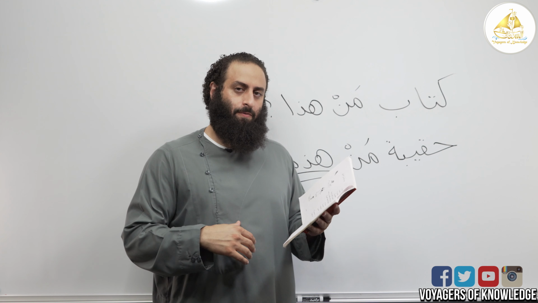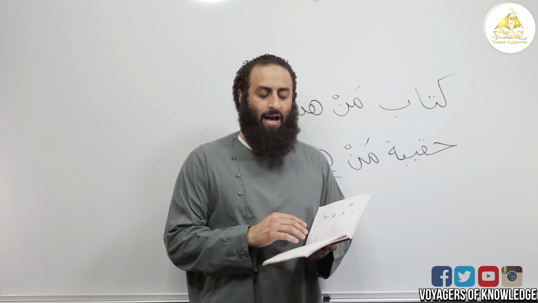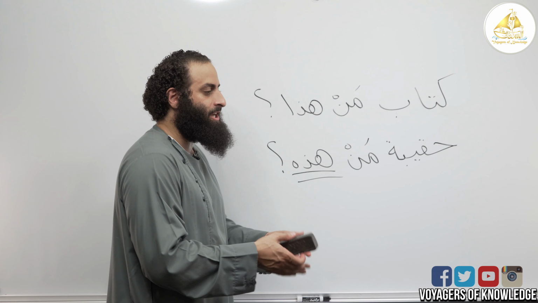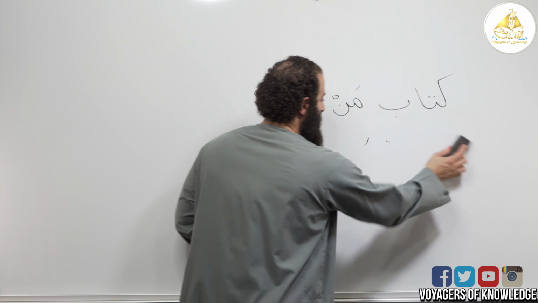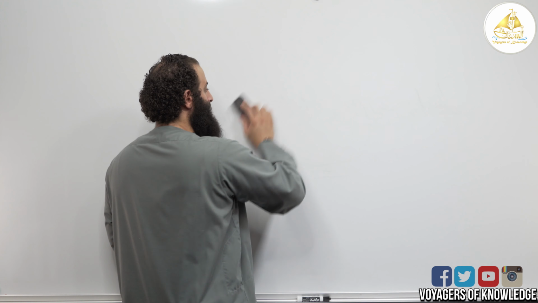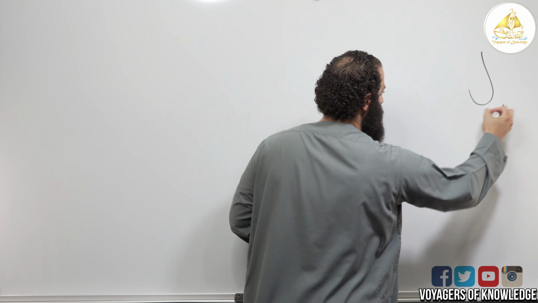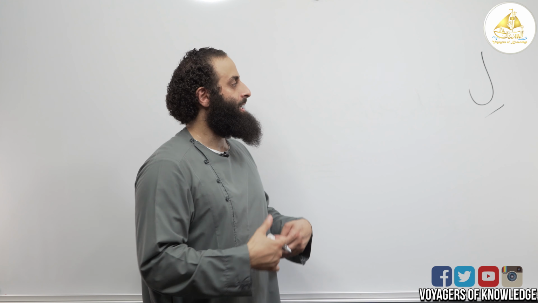In this next section, التدريب الخامس, the 5th exercise, we learn how to say whose is this? and you'll say it is for. How do we do that? We add the lam harf jar li to the noun. Li Muhammadin, li Khalidin, li Yasirin.